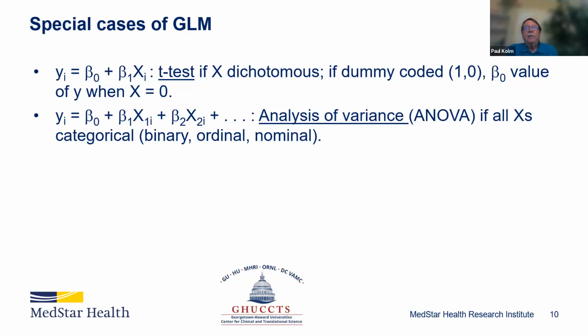If we have a multivariable linear regression and all of the x's, all of the independent variables are categorical, then we have what's known as analysis of variance. So there's a couple special cases of linear regression.